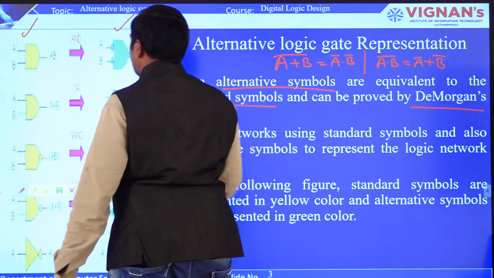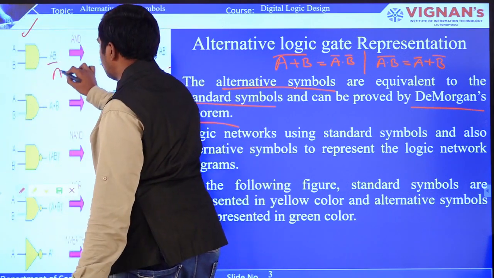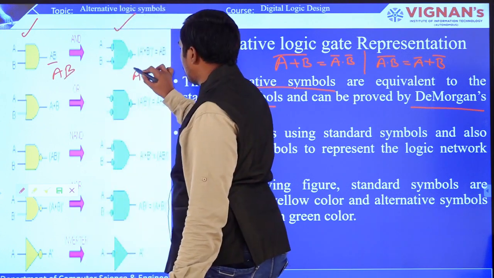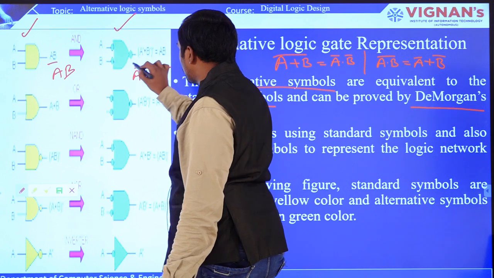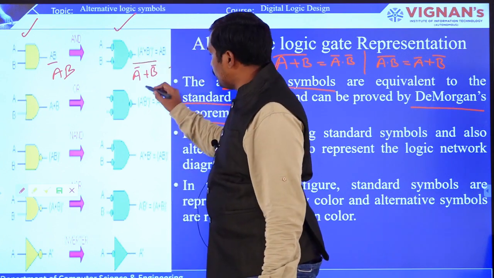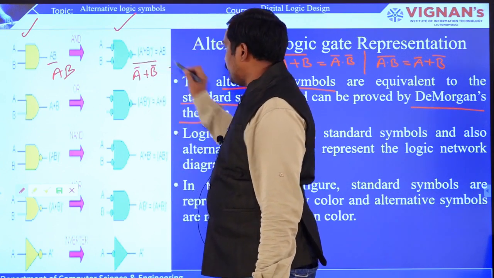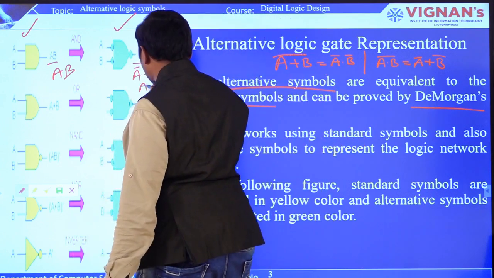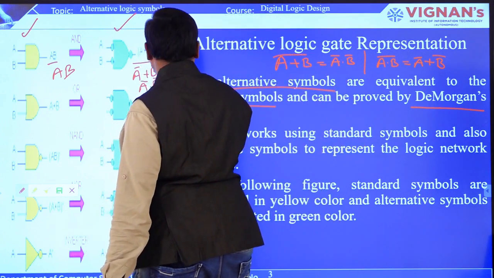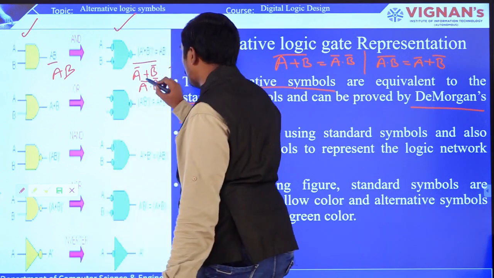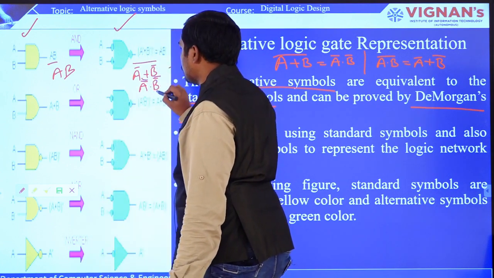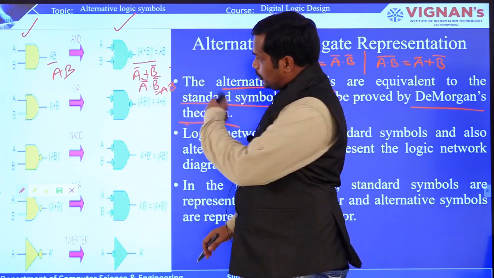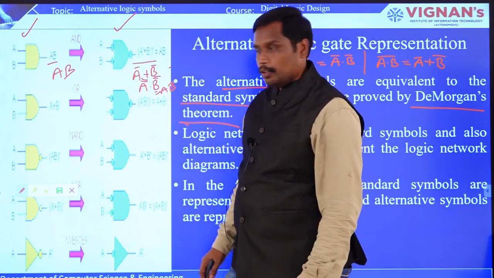So you can see here AB, right? Here you can see (A bar, B bar), the whole bar, which can be written as A plus B. So you are going to write (A bar dot B bar), the whole bar, which is equal to AB. So you have understood that this is how an alternative symbol and the standard symbol look, right?